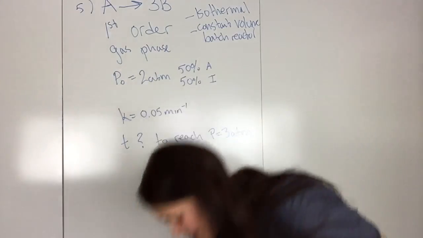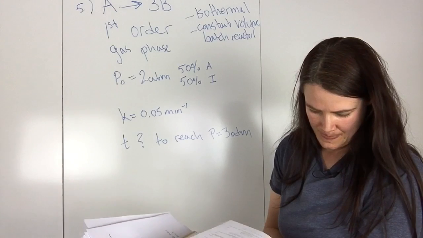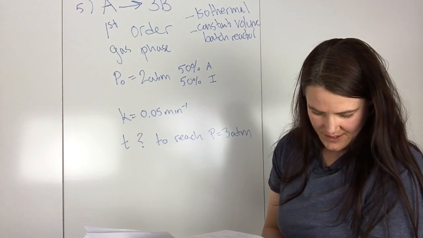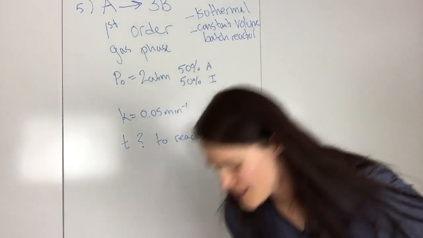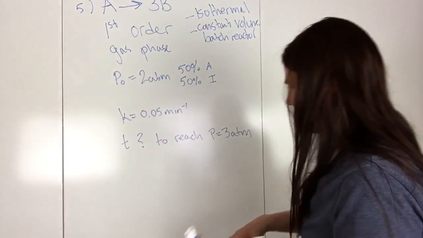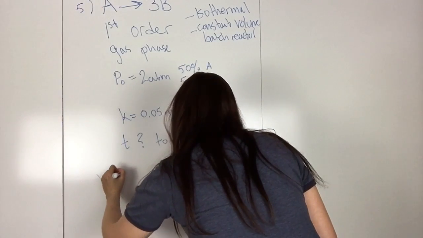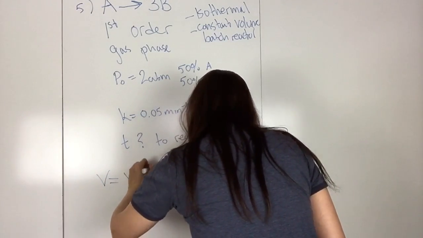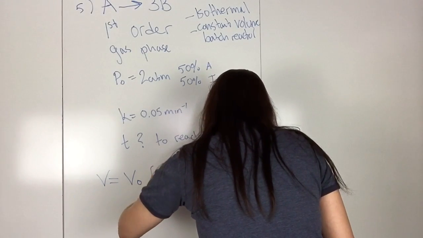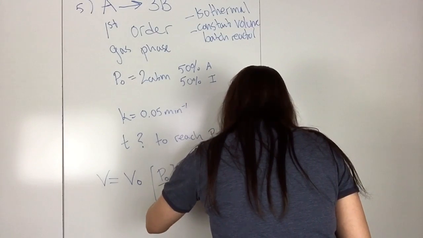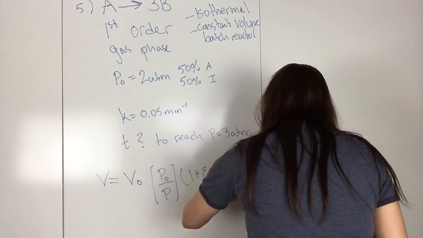And so we're going to use the equation for a variable volume batch reactor. It's on page 110. So I'm going to write that down. V equals V naught, P naught over P, 1 plus epsilon X, T over T naught.